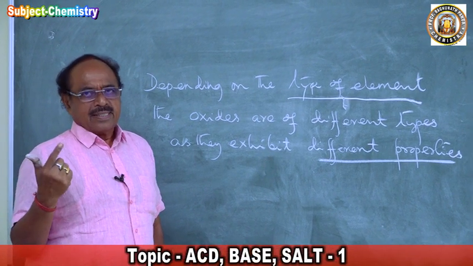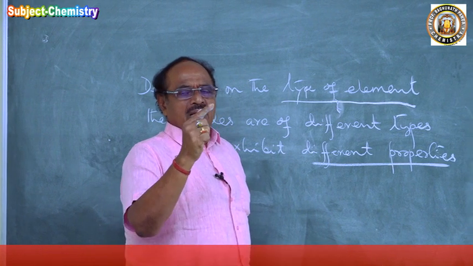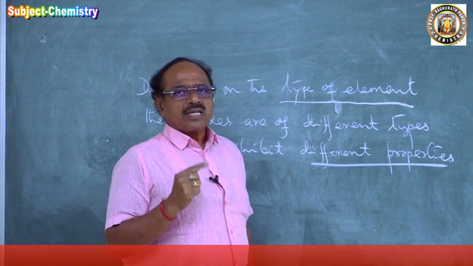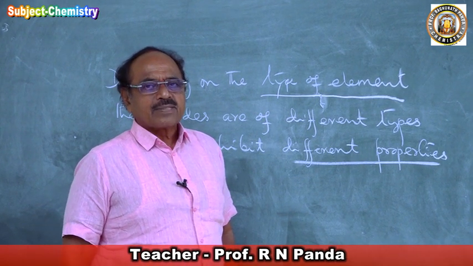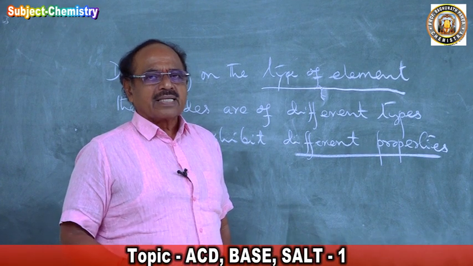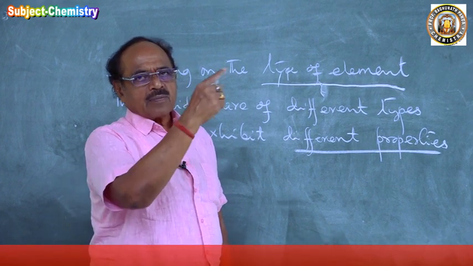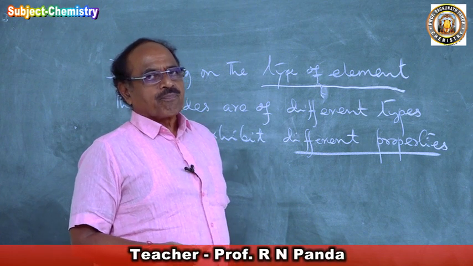and metalloids. I have told you, if you go to group 4, carbon and silicon are non-metals, germanium is a metalloid, tin and lead exhibit metallic character. Between tin and lead, lead is more metallic than tin. Between carbon and silicon, carbon is more non-metallic than silicon.